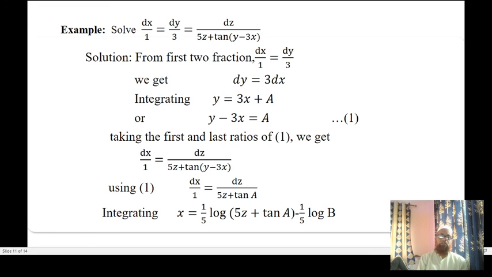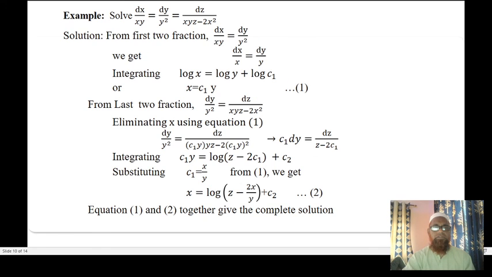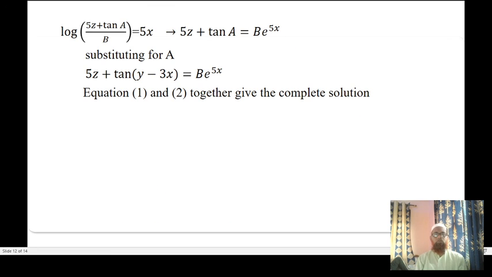Here a is constant. Integrating, x equal to 1 upon 5 log of 5z plus tan a minus 1 upon 5 log b, which is an integrating constant. So log of 5z plus tan a divided by b equal to 5x. So 5z plus tan a equal to b into e raised to 5x. Substituting for a, 5z plus tan of y minus 3x equal to b into e raised to 5x. So equations 1 and 2 together give the complete solution.